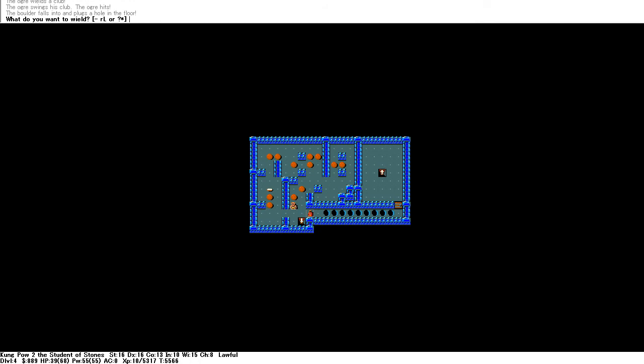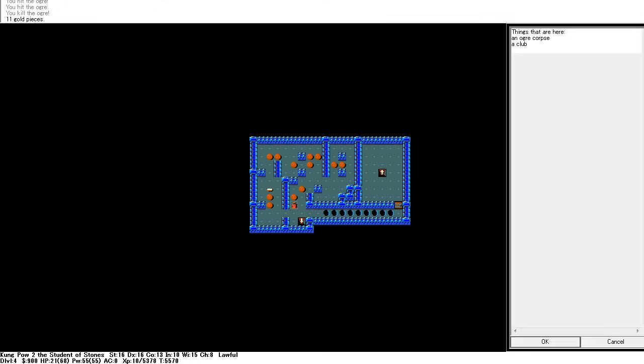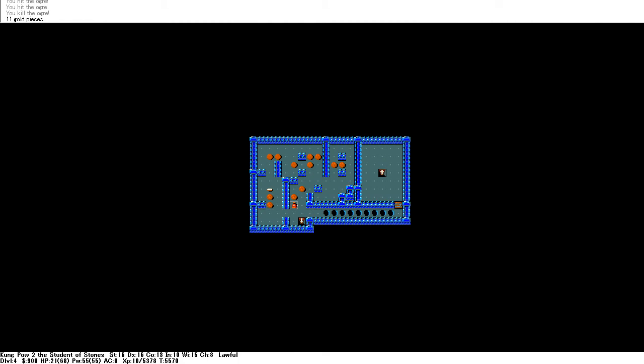Hold on, that's an ogre. We'll blank. We kill the ogre. Get 11 gold pieces. And let's sort things out here. We go there. Pick up the cream pie. Go there. And that goes along. This one seems easier than the last one, actually.